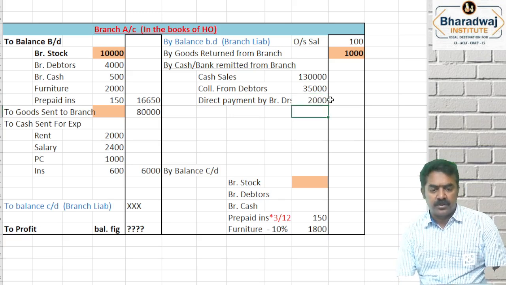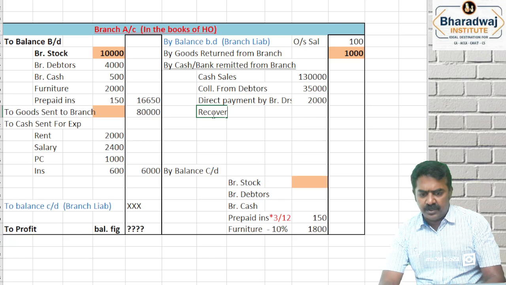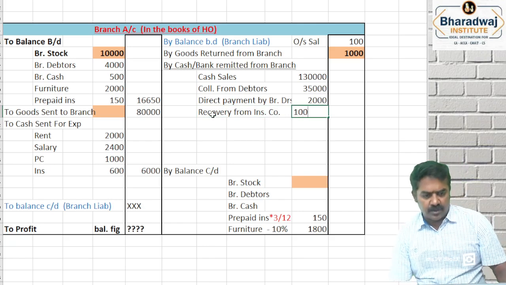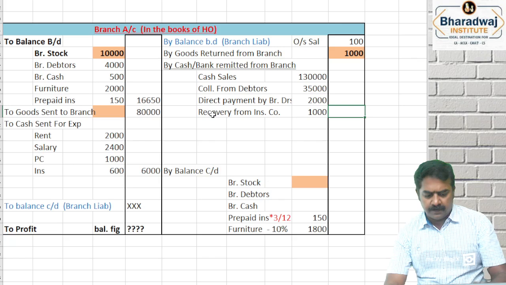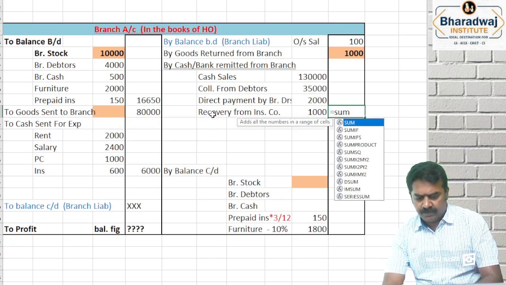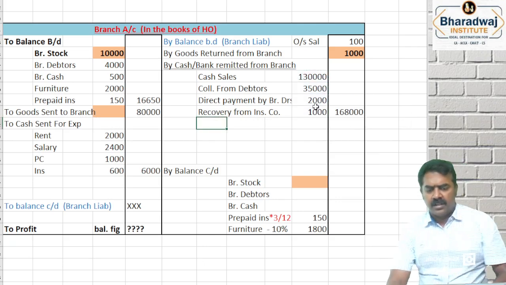2,000. And one more thing, most important is recovery from insurance company. Head office records from insurance company, how much? 1,000 they record from insurance company. Loss will not be recorded because it is a transaction happening at the branch. How much is recovered from the insurance company, that will be recorded.